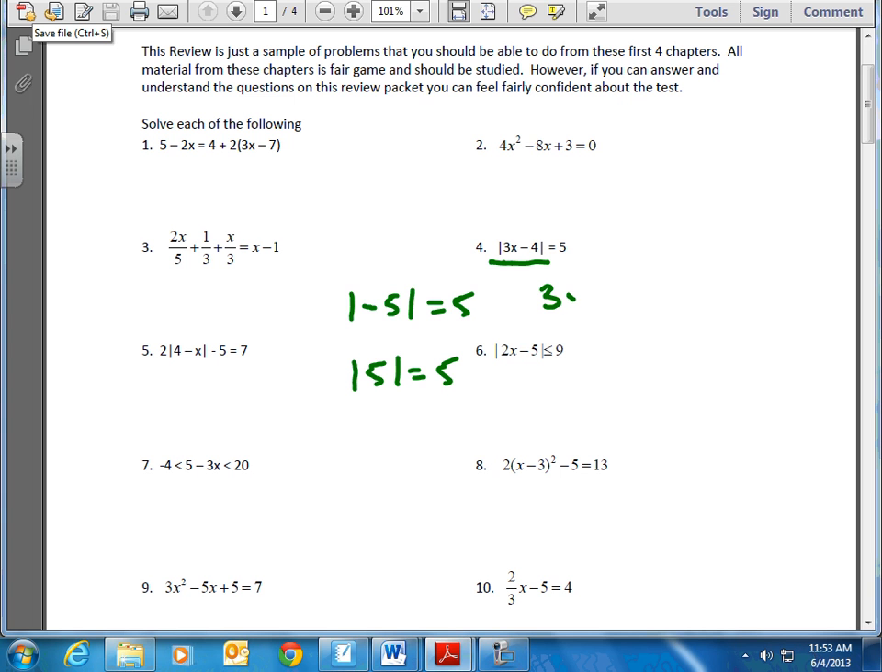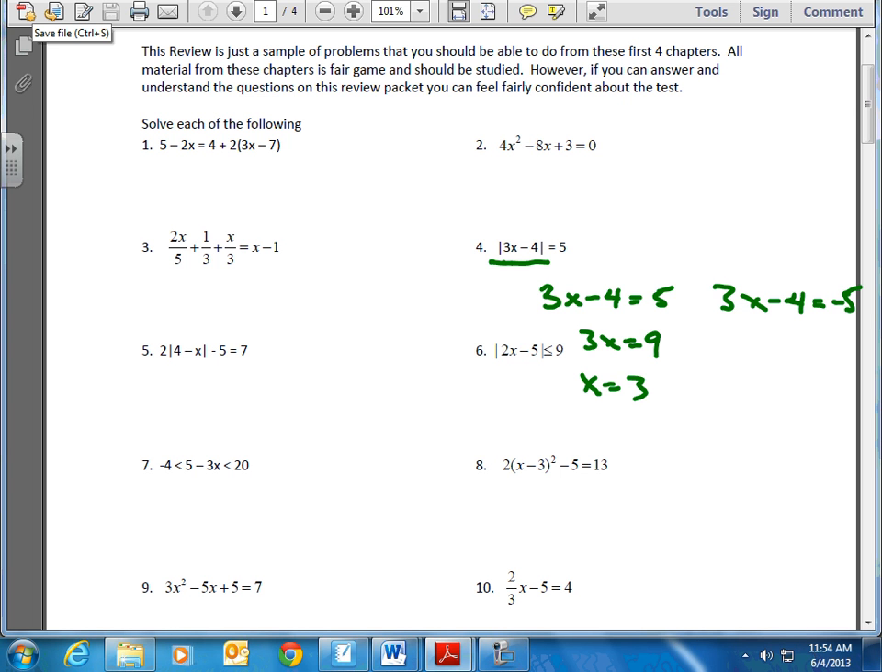So when I get rid of the absolute value, I have to set it equal to both 5 or -5. Why? Because if x is such that it makes the inside 5, or if it makes it a -5, both of them, when I apply the absolute value, will become a positive 5. So what value for x will make it equal to 5? And I solve that one. Add 4 to both sides. Divide by 3. If x is 3, the absolute value of 3x minus 4 will give me 5.